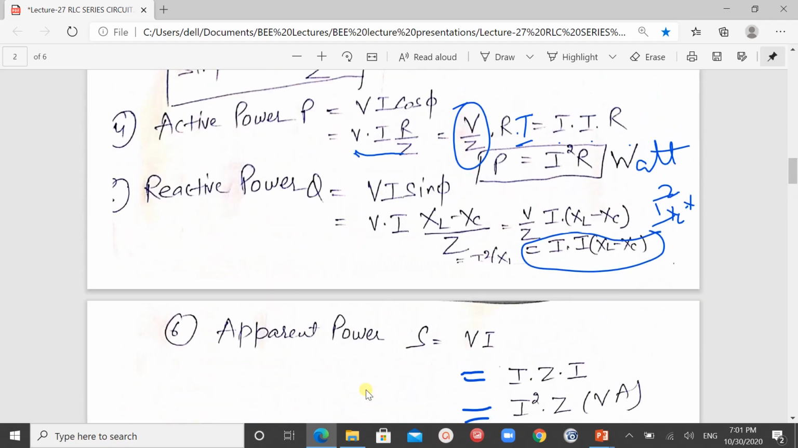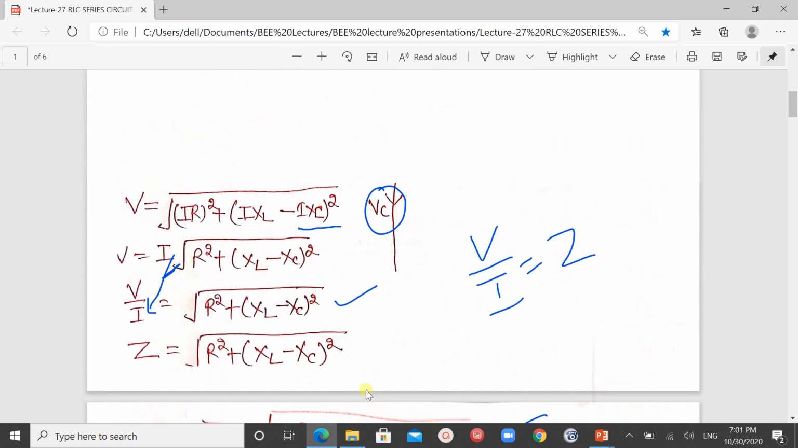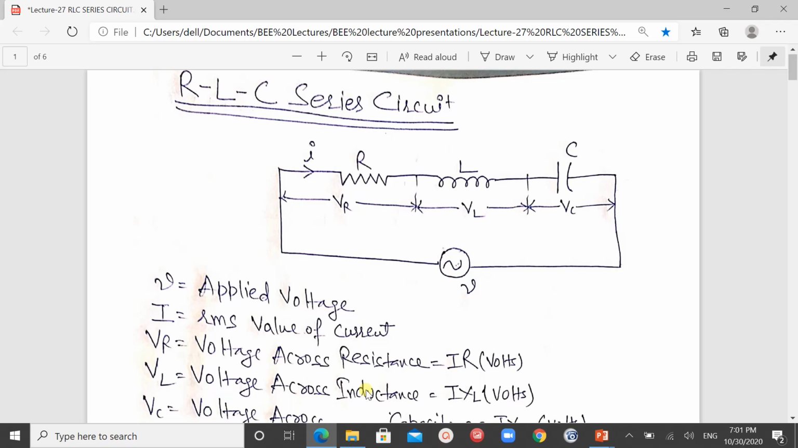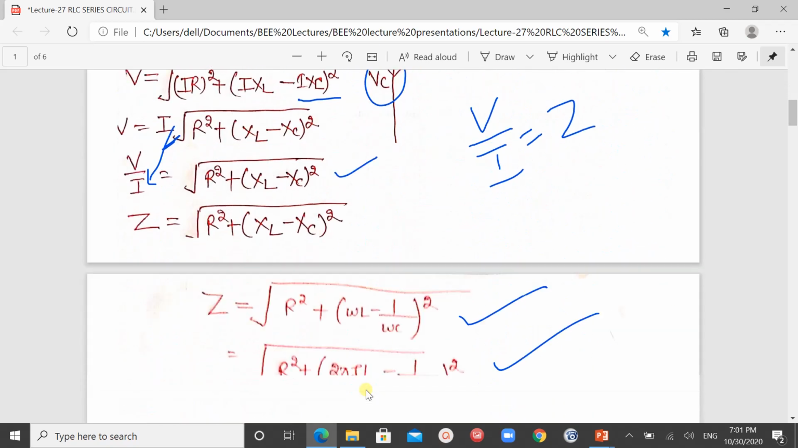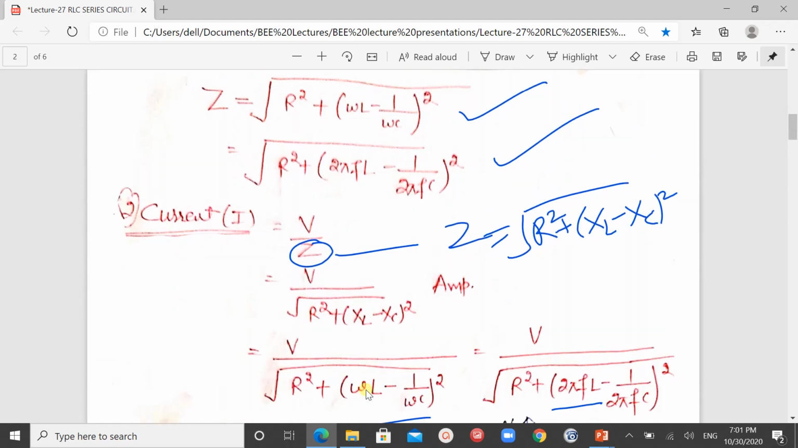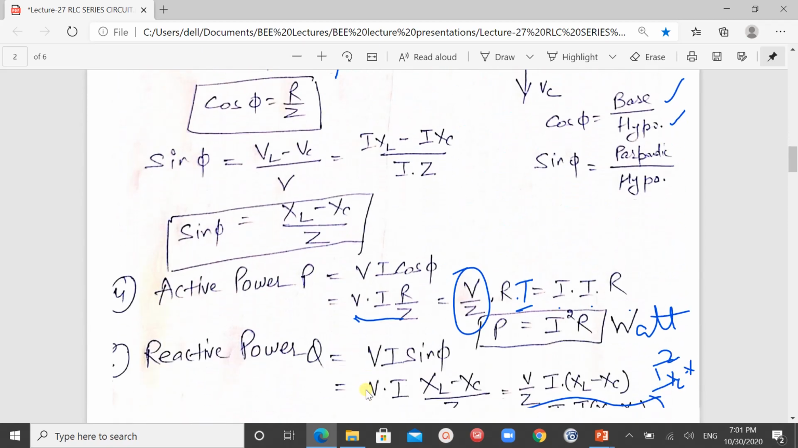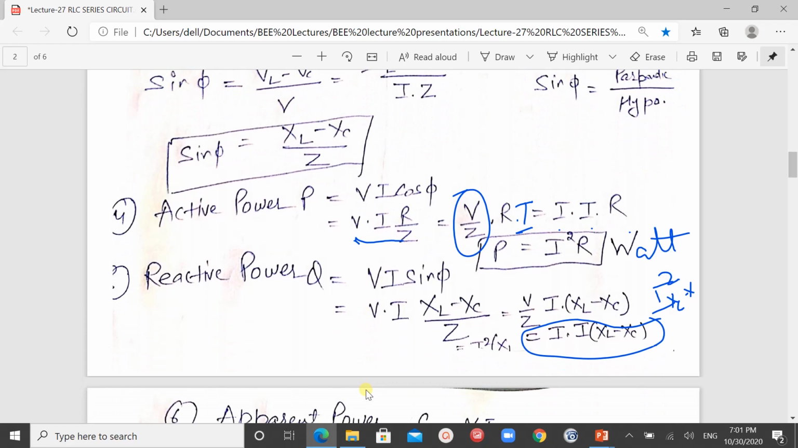And in this lecture we talked about the RLC series response of AC circuit, where we discussed the phasor diagram. We found the impedance, we found the current, then power factor, then different powers: AC power, active power, reactive power, and apparent power.